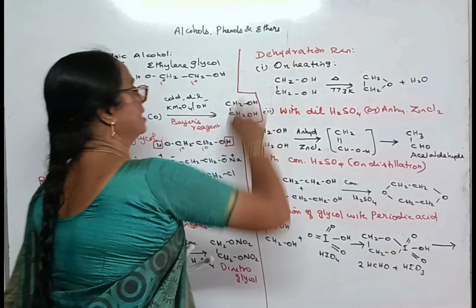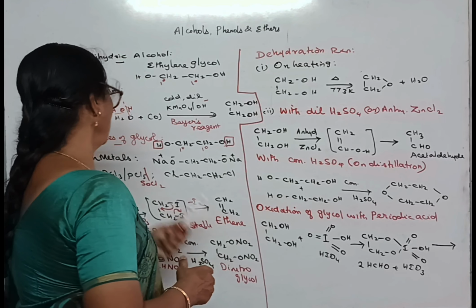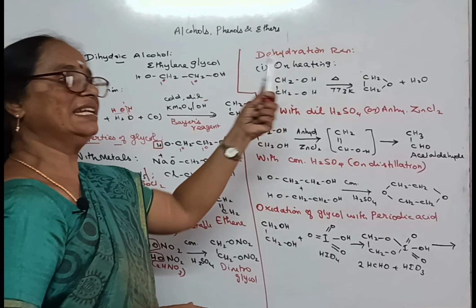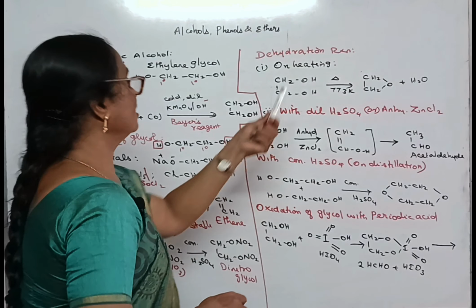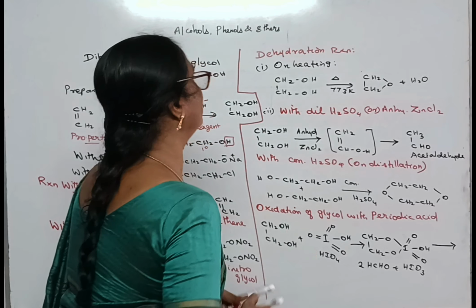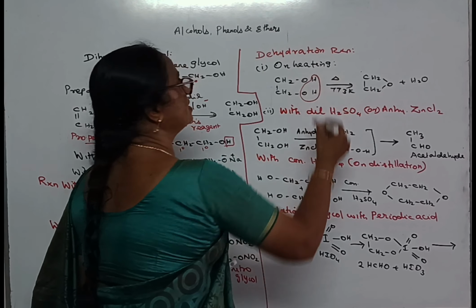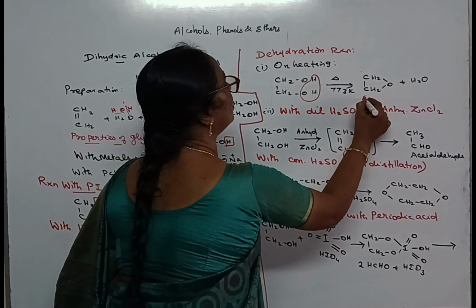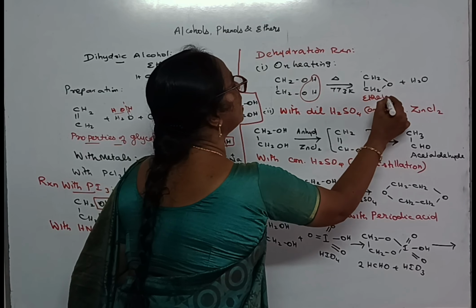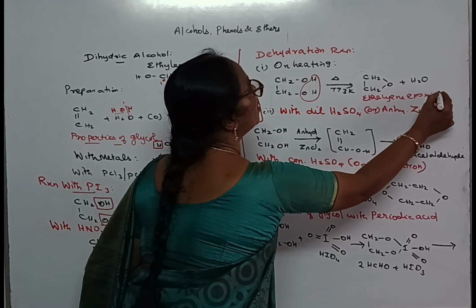Then dehydration reaction. Dehydration can be carried out with glycol under different conditions. When glycol is heated alone at 773 Kelvin, there is a loss of a water molecule between the adjacent OH groups, so we get ethylene epoxide. The compound is said to be ethylene epoxide.